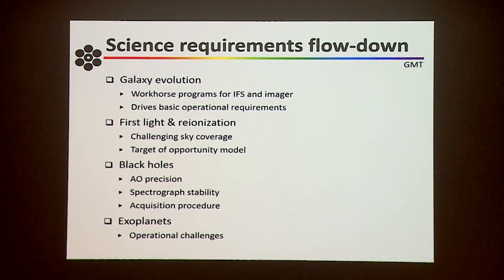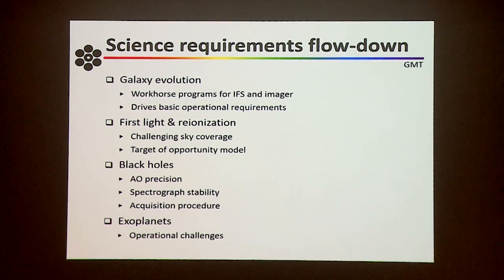The first light and reionization case, there the thing that was really challenging was the sky coverage. You want to be able to cover as much of the sky as possible, and you also want to be able to do things in target of opportunity mode. When a GRB goes off, you want to be able to quickly fire up your system, point at the GRB, and get some good data.